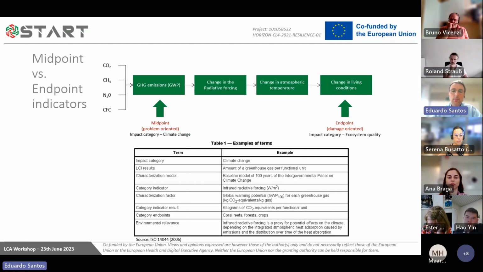So for that, science assesses what the changes in the Earth's radiative forcing are because of the increase of CO2 equivalent concentration gases, and then it measures the changes in atmospheric temperature, and then it can measure changes in living conditions. And when we are talking about changes in living conditions, then we have indicators for endpoints. So we are talking about damage to the ecosystem, and in this case, to the ecosystem quality.